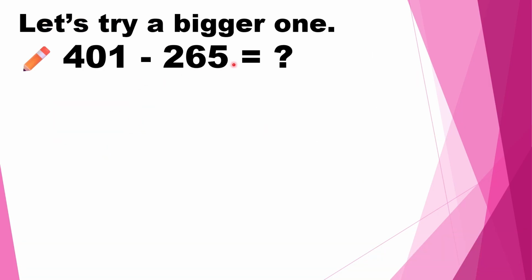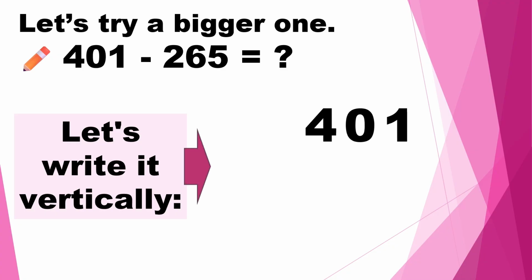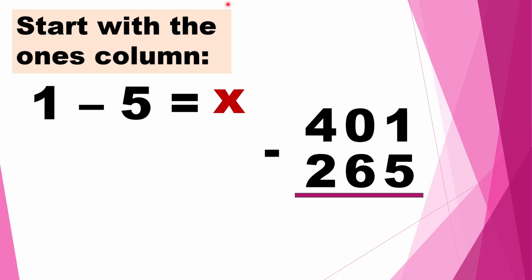Okay, let's try a bigger one. 401 minus 265. Same steps. Let's write it vertically. So we have 401 minus 265. We start with the ones column, which is 1 and 5. So we subtract 1 minus 5. We cannot subtract because the subtrahend is greater than the minuend. So we need to regroup.